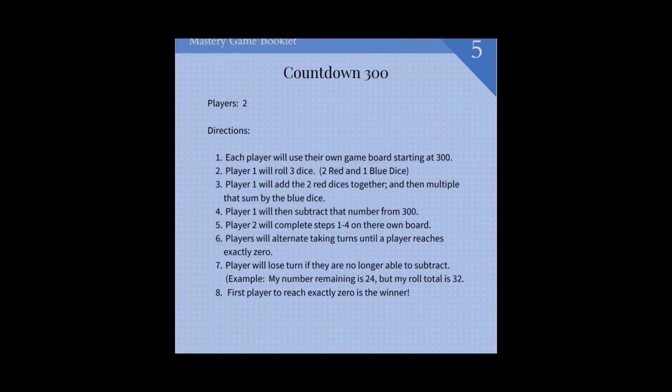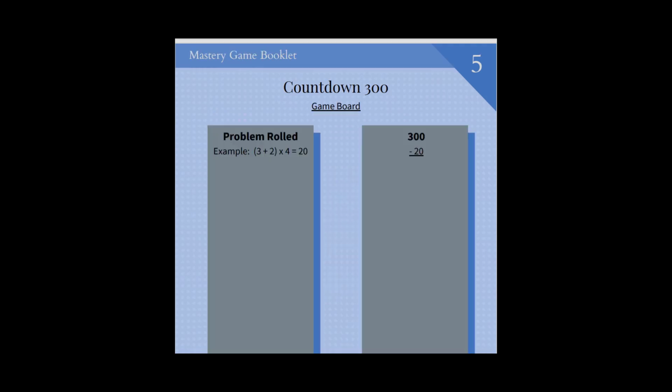So our second game is Countdown 300. And this is for 2 players. And once again, same format. Here's the step-by-step directions. Remember, you'll need 2 red dice and then 1 blue dice for this particular game. So the way you'll set up this game is on one column, you're going to write down all the problems that you rolled. So remember, you have 2 of the one color. So for example, you'll add those together. So 3 plus 2 is 5. And then you multiply by the other color dice. So 5 times 4 would be 20.